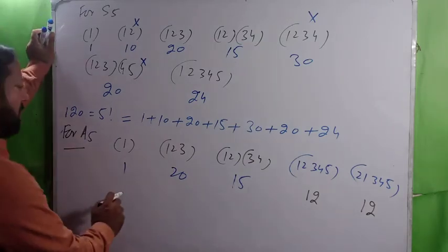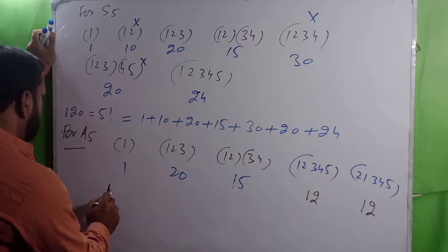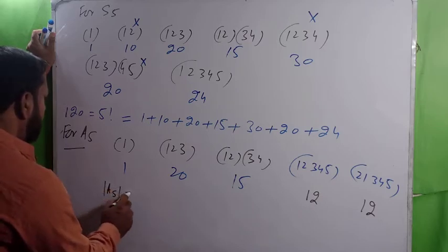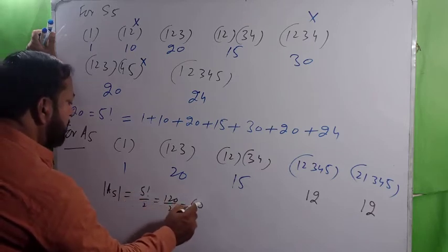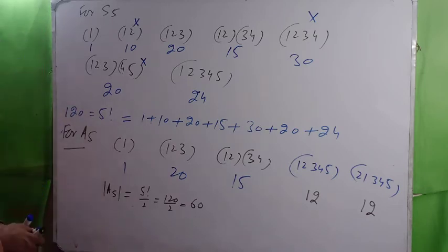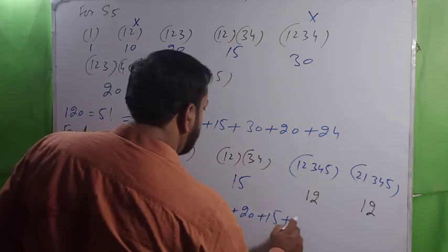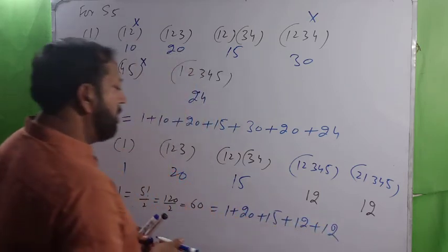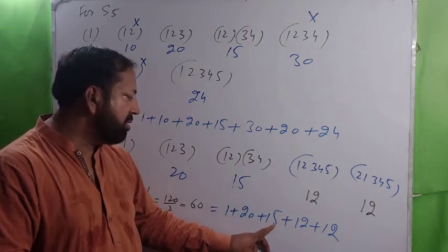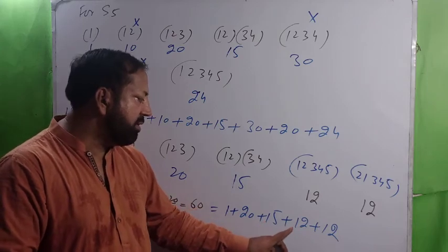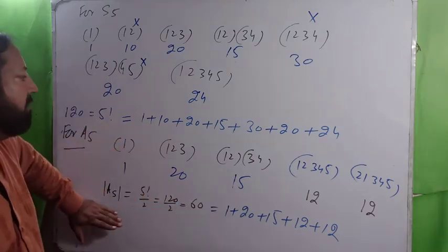So the class equation: the order of A5, which is 5 factorial by 2, which is 120 by 2, which is 60, is equal to 1 plus 20 plus 15 plus 12 plus 12. So what are these? 21, 36, 48, 60. Yes, this is the class equation for A5.